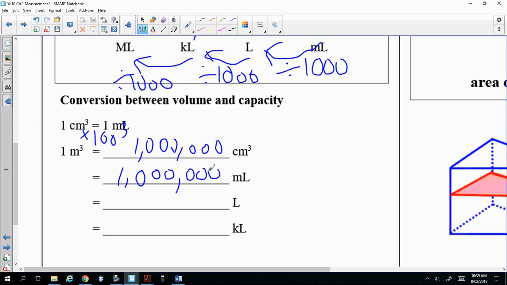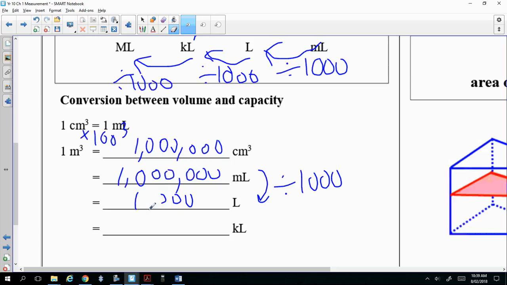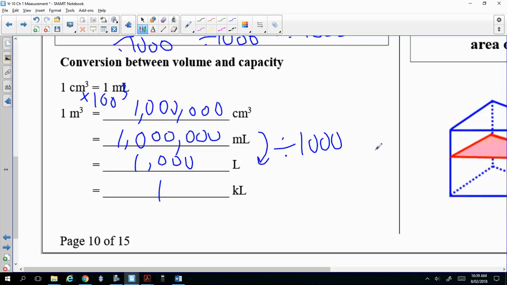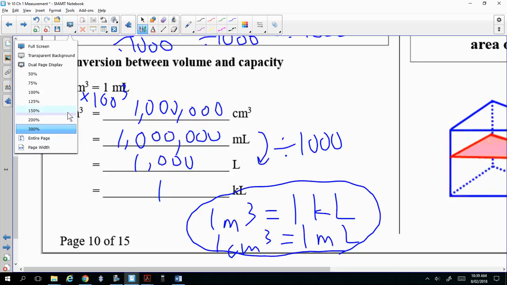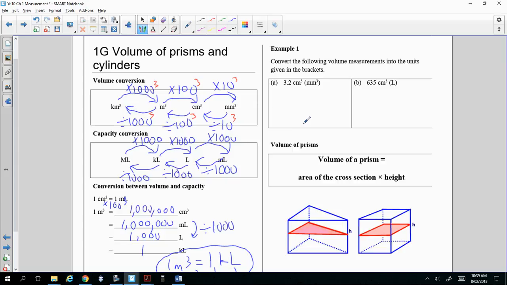To convert from milliliters to liters, divide by 1,000, so it will be 1,000 liters, which becomes 1 kiloliter. So it would be a good idea to remember 1 cubic meter is 1 kiloliter, whereas 1 cubic centimeter is only 1 milliliter. Okay, so remember these two facts. All right, question. Very good.